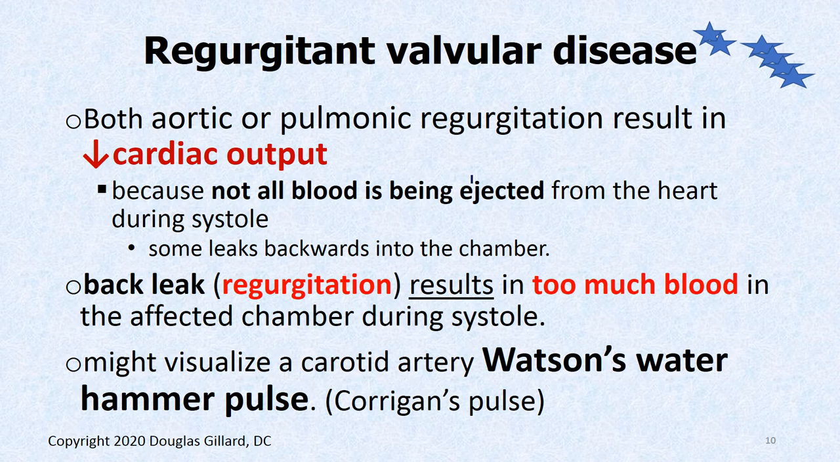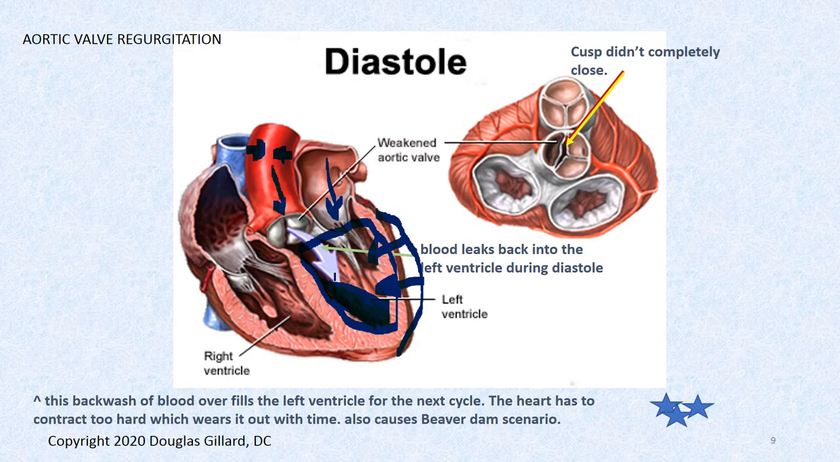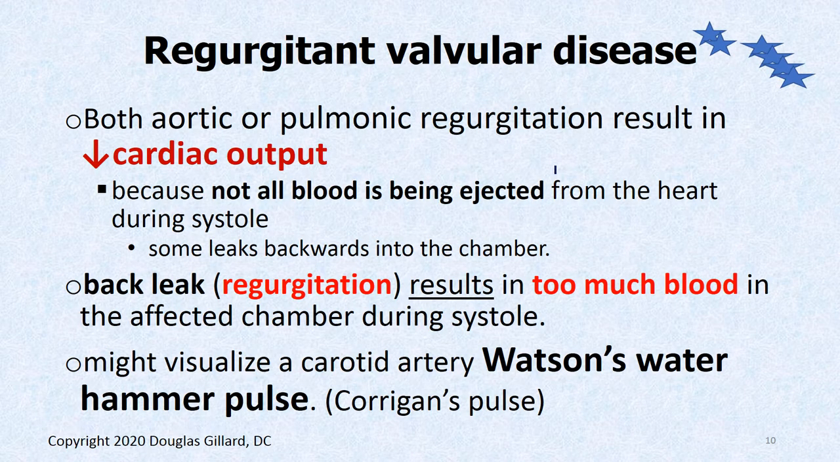And regurgitation, pretty much everything I just said right there. So basically, you get a decrease of cardiac output because you've lost this, which is supposed to be part of the cardiac output going to supply the cells of the body. Maybe this blood was destined for the brain, and it didn't come out. Right, so you have a decreased ejection fraction or decreased cardiac output because it leaks back.